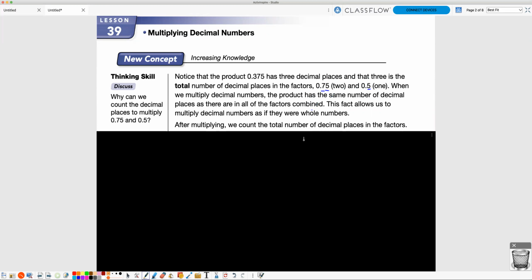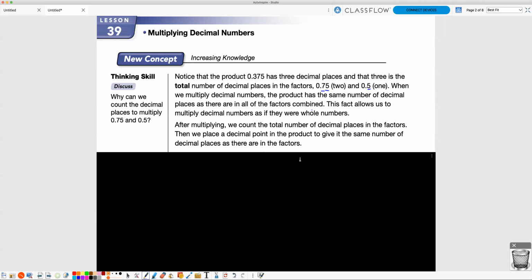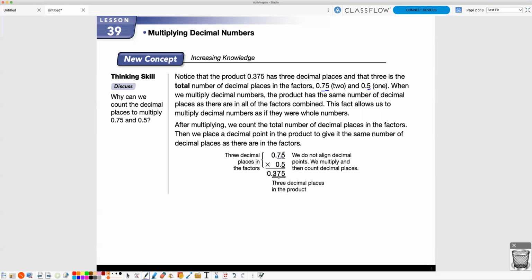And then after multiplying, we would count the total number of decimal places in the factors. Then we place a decimal point in the product to give it the same number of decimal places as there are in the factors, like this. So if you have 75 hundredths times 5/10, it's just 75 times 5 is all you would do. 5 times 5 is 25, you would carry the 2. 5 times 7 is 35 plus 2 is 37. And then you count. There's 1, 2, 3. So then you have to go 1, 2, 3 down here, put the decimal 3 places to the left and throw a 0 in front of it.